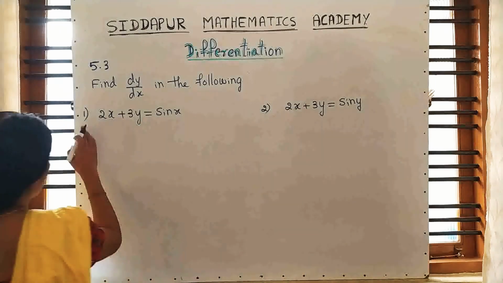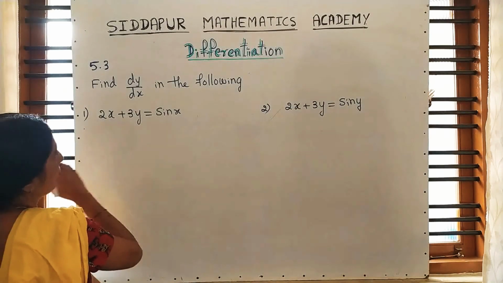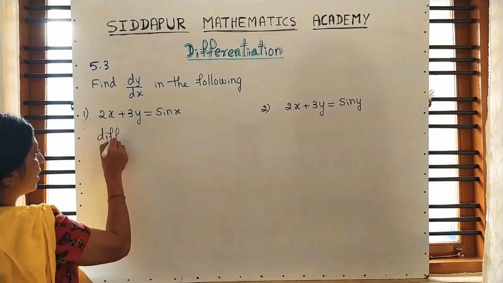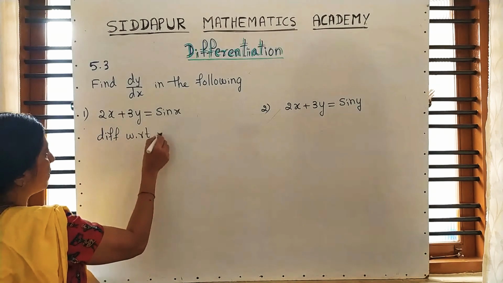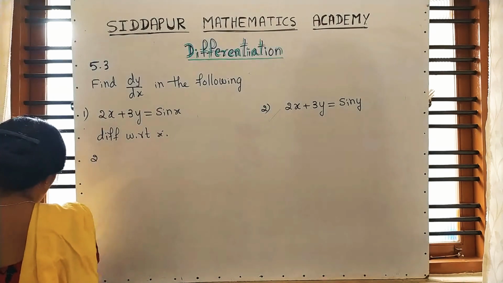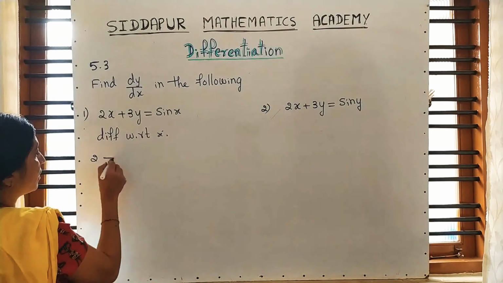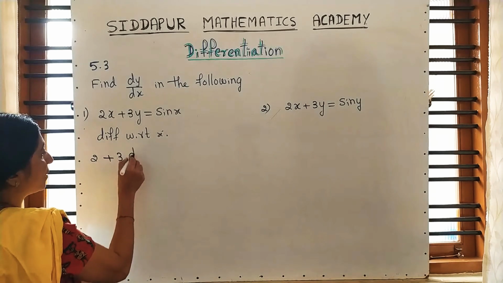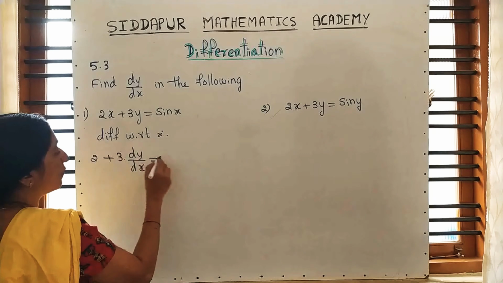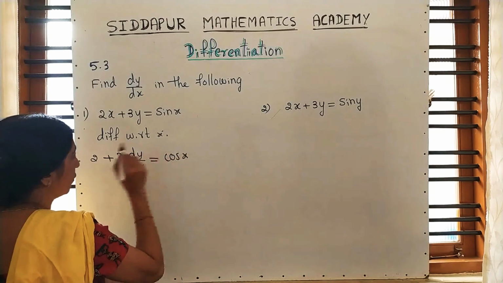See here, first problem. First one, 2x plus 3y is equal to sin x. We have to find the dy upon dx. Differentiating with respect to x. 2 as it is, differentiation of x is 1. And what is the differentiation of y? Differentiation of y is dy upon dx, is equal to differentiation of sin x, which is cos x.